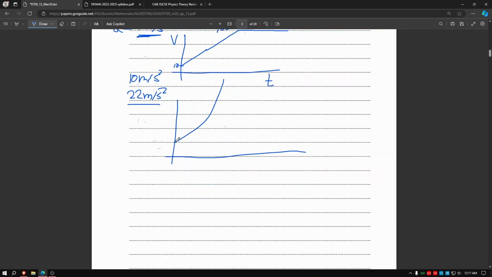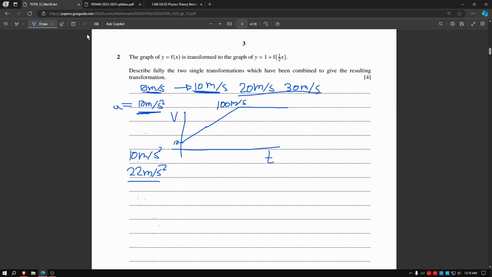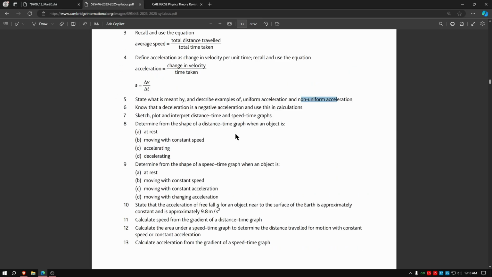So this is non-uniform. And basically remember this, the line will be curved, right? This will be a curved line, not a straight line. Anything other than a straight line is non-uniform acceleration, or not constant. So if the curve is going like this, and like this, and like this, it's non-uniform. It does not matter how many bends it has. If it's not a straight line, it's not uniform acceleration. So non-uniform, uniform, we get that.